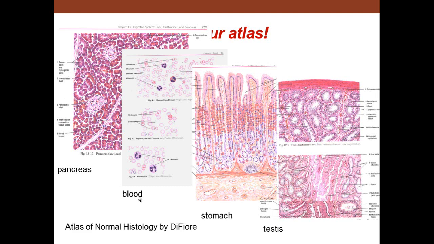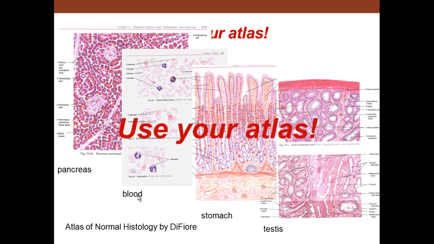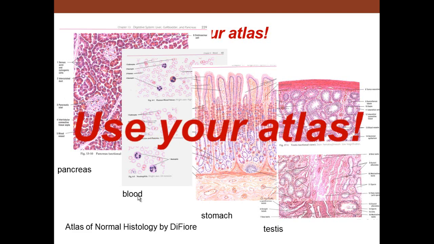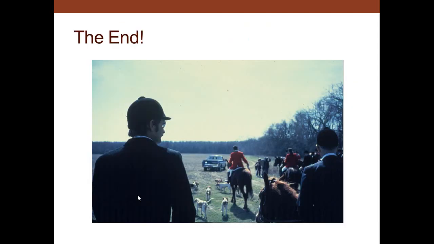Use your atlas is one of the things that we want you to do to be able to identify things. Here we see some pancreas and blood and stomach and testes. They all look different, but you can do this. This is not the atlas that they recommend for the med school. Use the book they recommend.